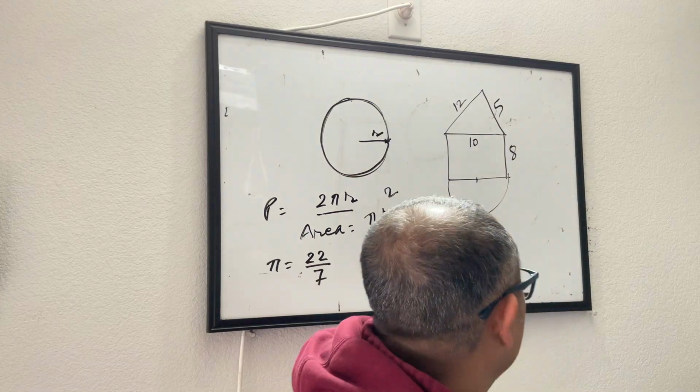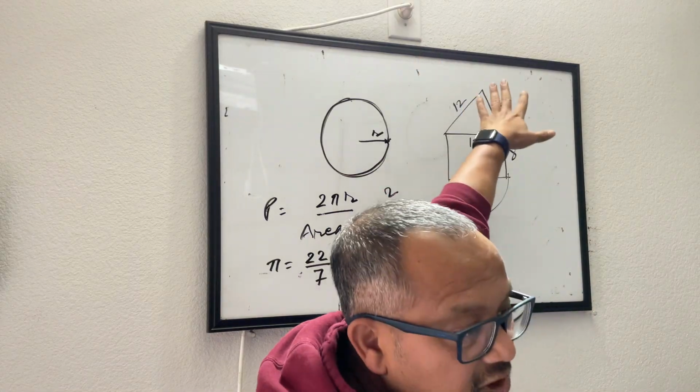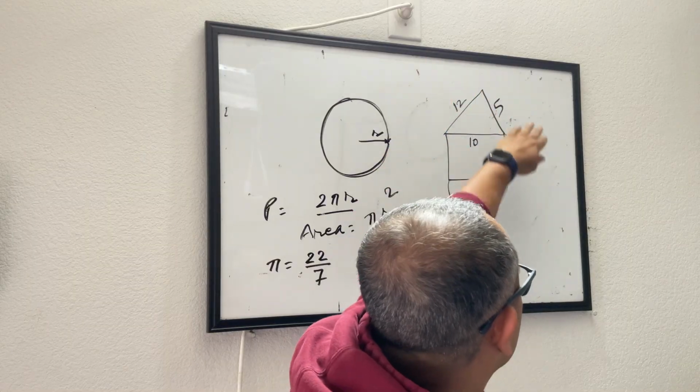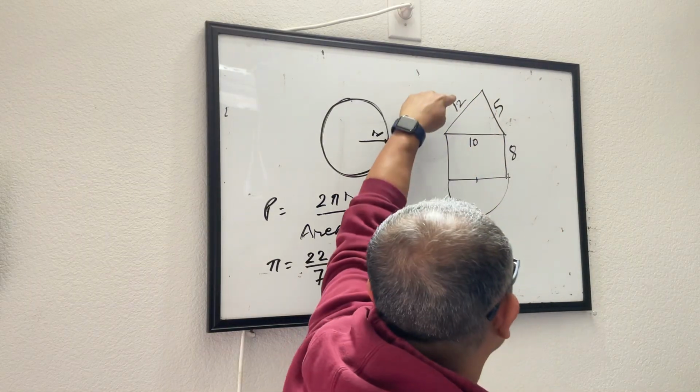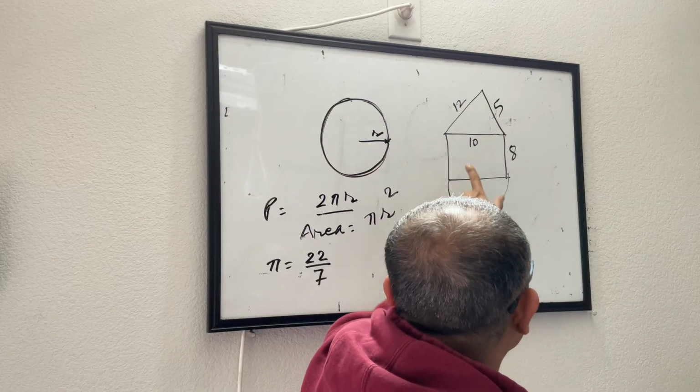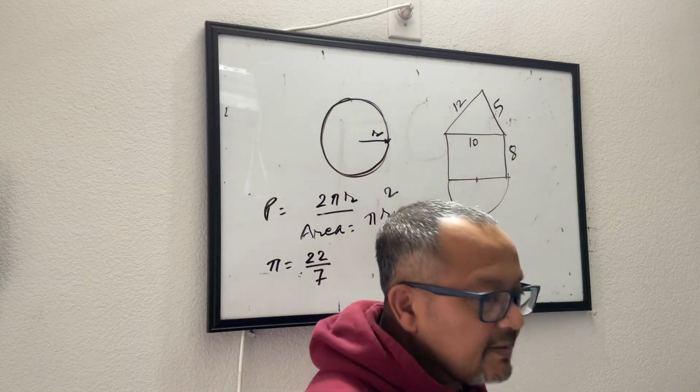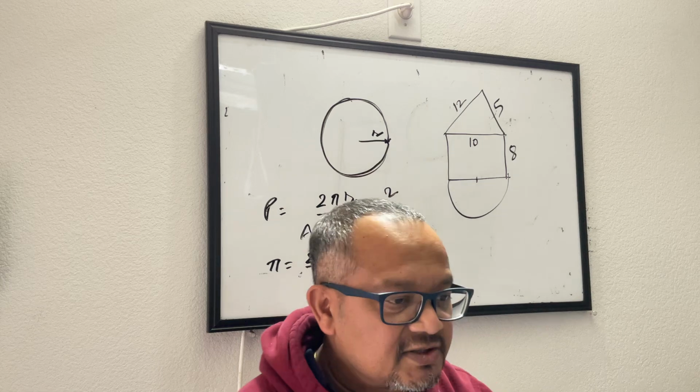No, so now I have given you guys a real problem to deal with. This is a compound shape, composite shape. I have given this side as 12, this side as 5, this side as 10, this side as 8. Now I'm asking you guys to find out the perimeter of this.